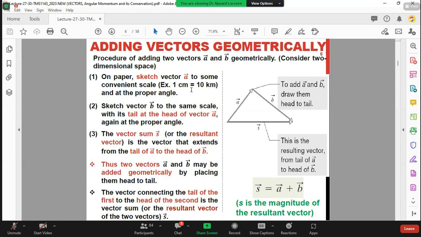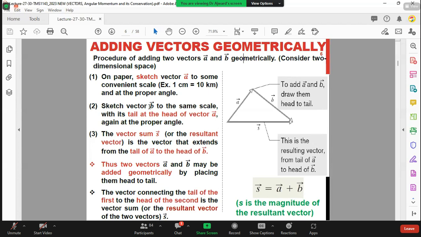But you have to choose a scale like this: 1 centimeter, 10 kilometers. If you are representing some forces, maybe some of you did that lab, I'm not sure. All did, but some of you did the vector forces lab. In that, you have to choose like 1 centimeter equals 1 Newton or something like that.